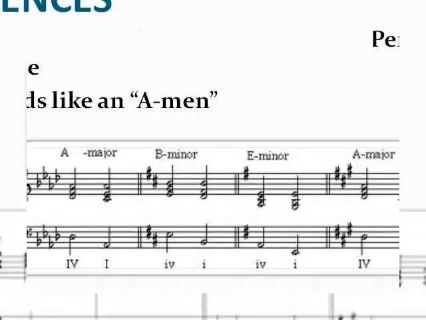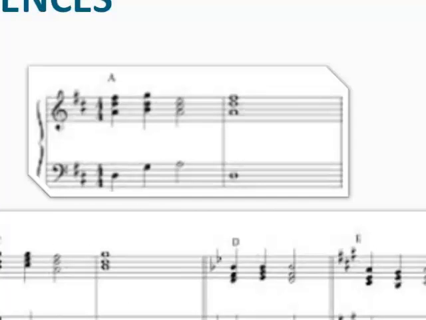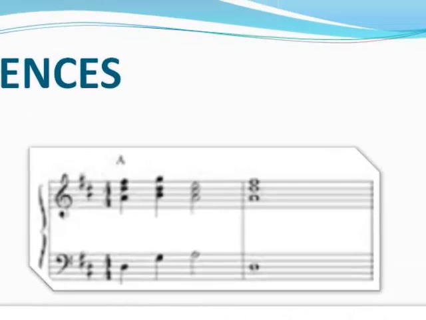Let's look at these chord progressions and cadences together and see if we can discover what type of cadence we have. Let's look at example A. I'll play it for you.